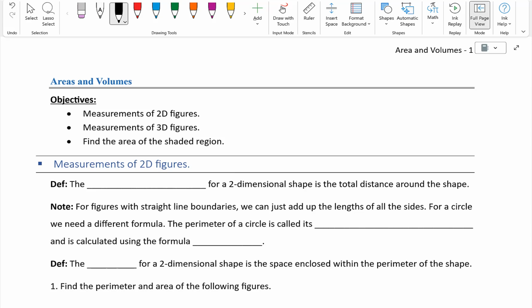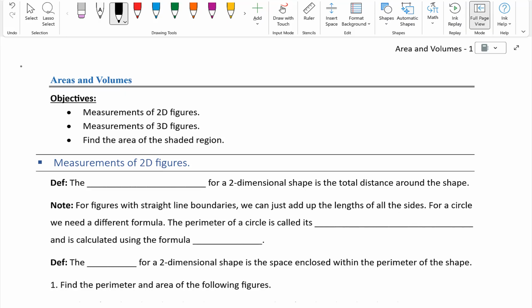Hi all, our standard for this video is areas and volumes. Our objectives include measurements of 2D figures, measurements of 3D figures, and then we'll find the area of the shaded region for some. We start with measurements of 2D figures and some definitions.